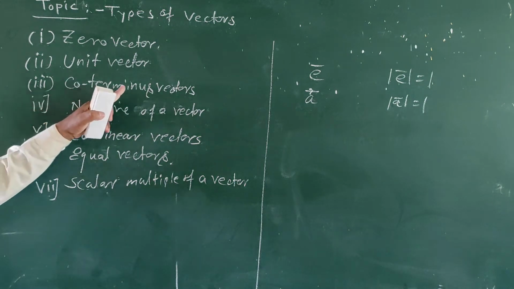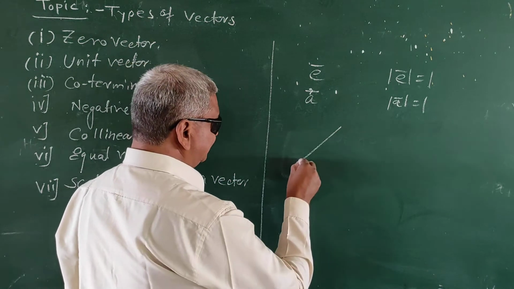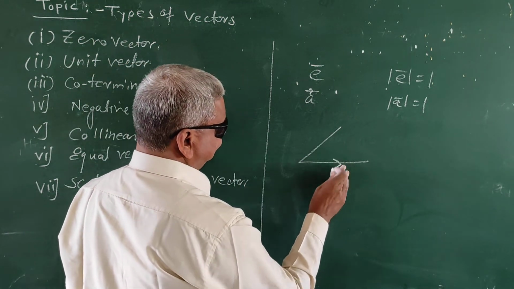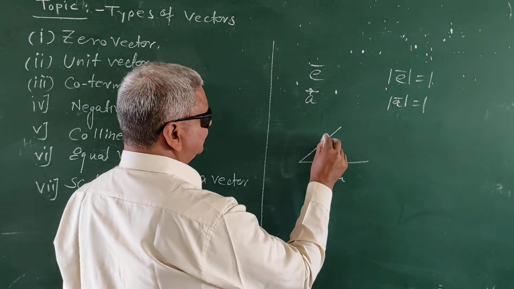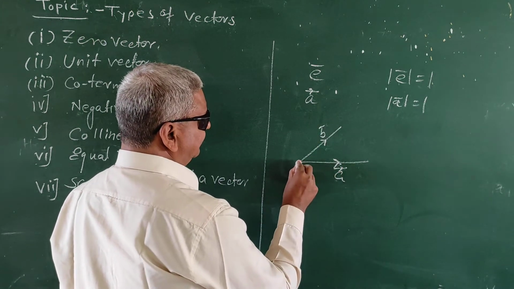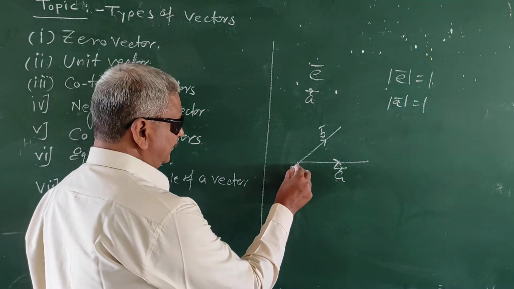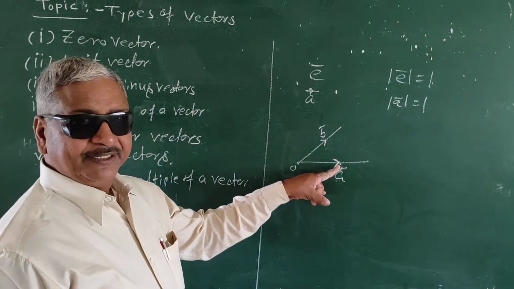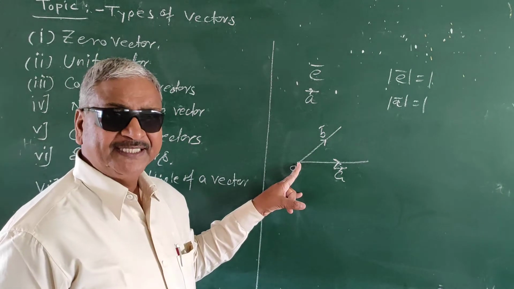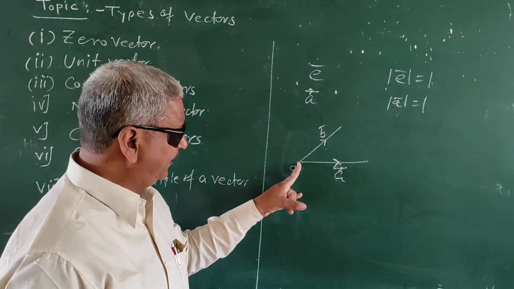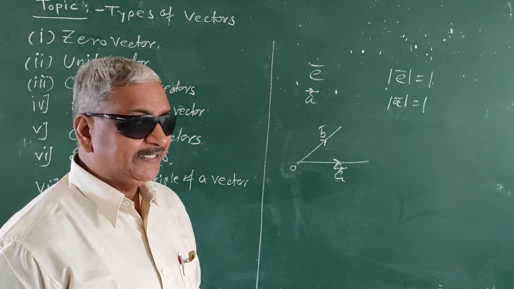Then we come to the coterminous vectors. What is meant by coterminous vector? Here, if you take two vectors, suppose this is a bar, and this is b bar, and this is the common point. Suppose this is O. Any two vectors a bar and b bar having the common terminus point, or common terminal point, are called coterminous vectors.